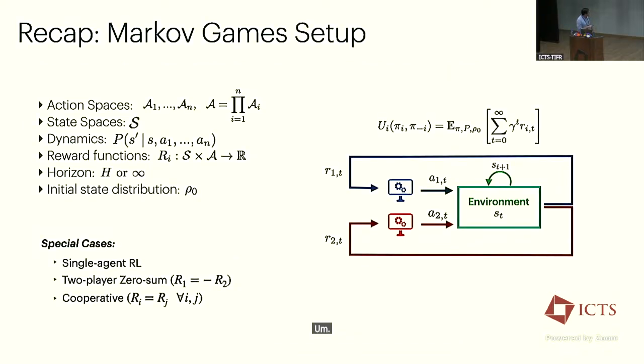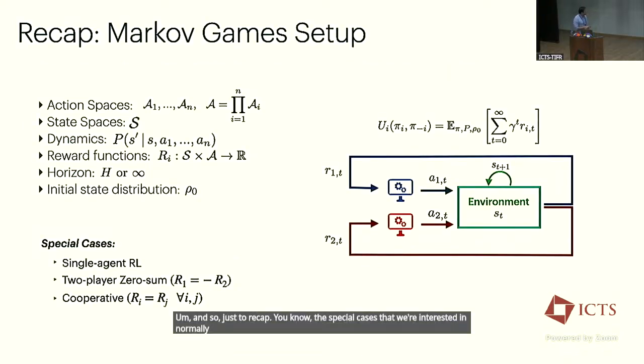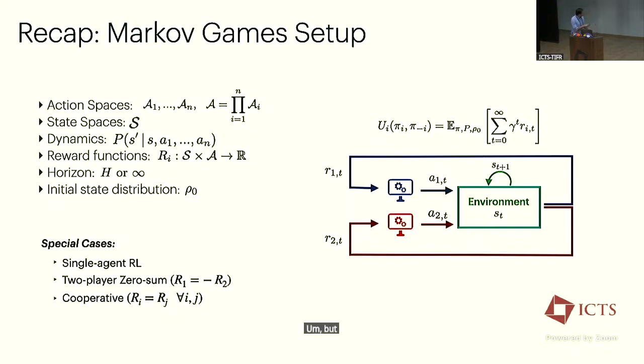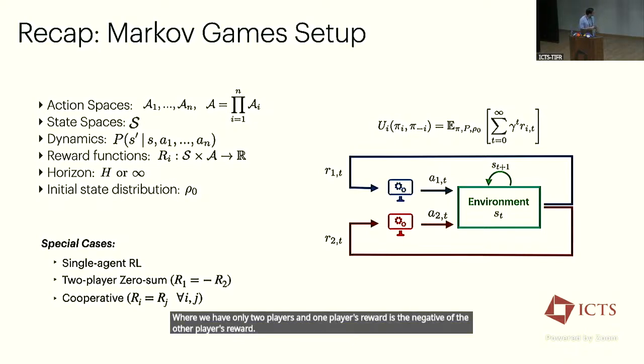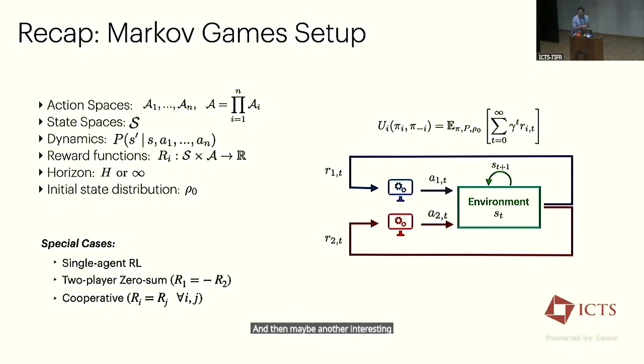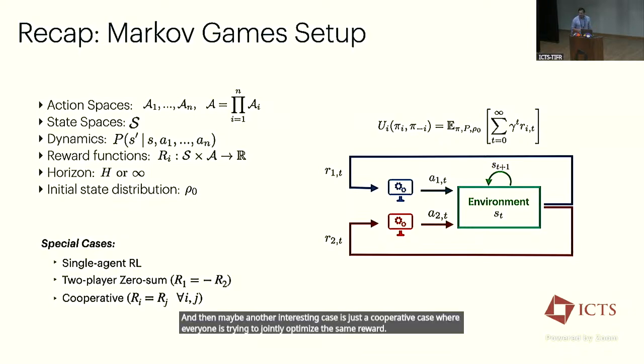And so just to recap, the special cases that we're normally interested in: obviously this generalizes the single agent reinforcement learning problem. But an interesting case is a fully adversarial or zero-sum case where we have only two players and one player's reward is the negative of the other player's reward. And then maybe another interesting case is a cooperative case where everyone is trying to jointly optimize the same reward function, right?